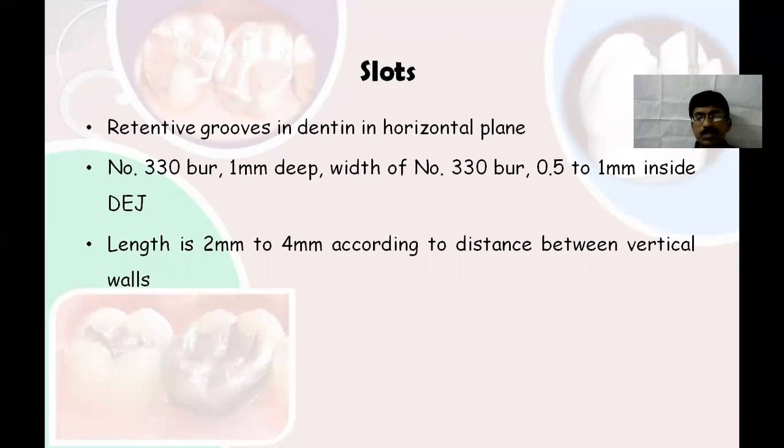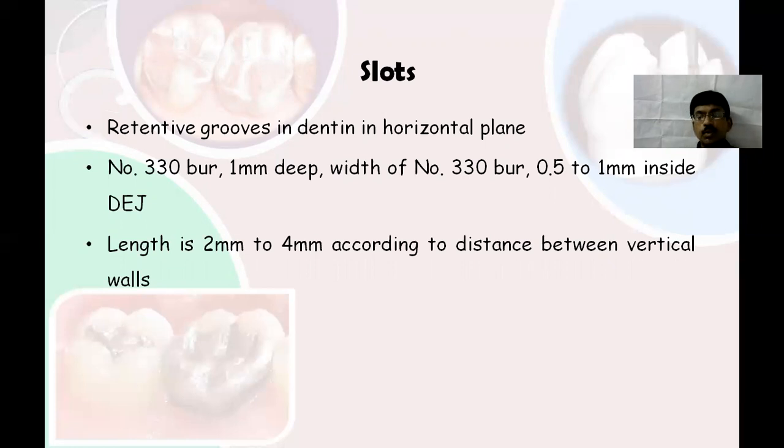The dimensions of the retentive groove we are giving in the dentine in a horizontal plane: this retentive groove is 1 millimeter deep, and the width is the width of the number 330 burr. It is 0.5 to 1 millimeter inside the dentino-enamel junction.